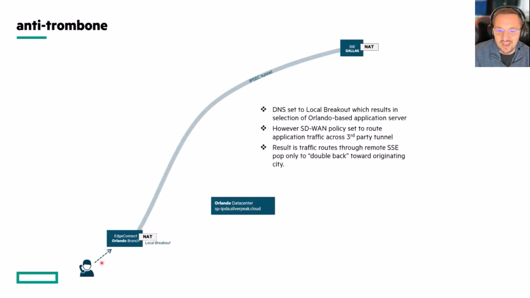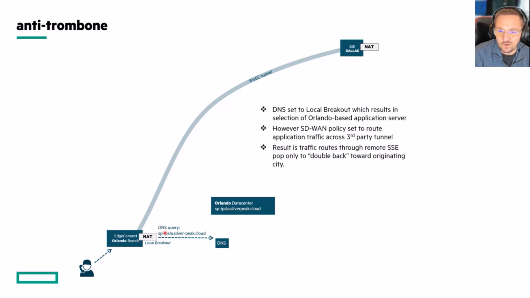Right, so imagine that I have a user that's connected at an Orlando, Florida branch. And this branch has an IPsec tunnel that's configured to a Zscaler or an Axis, an SSE that's in Dallas, Texas. Now, what will happen is if the user wants to connect to sp-ipsla.silverpeak.cloud, when the user goes to resolve sp-ipsla.silverpeak.cloud, it's very important which way the DNS queries go.